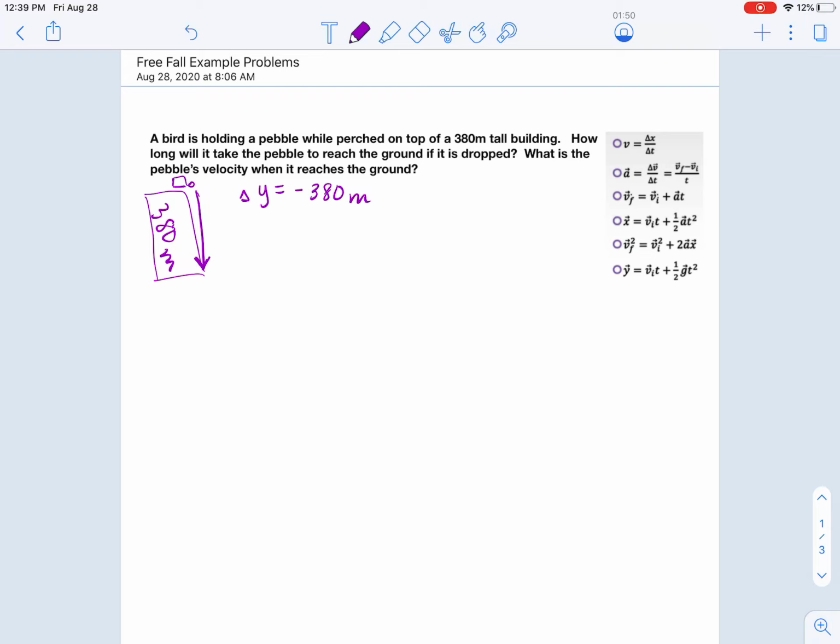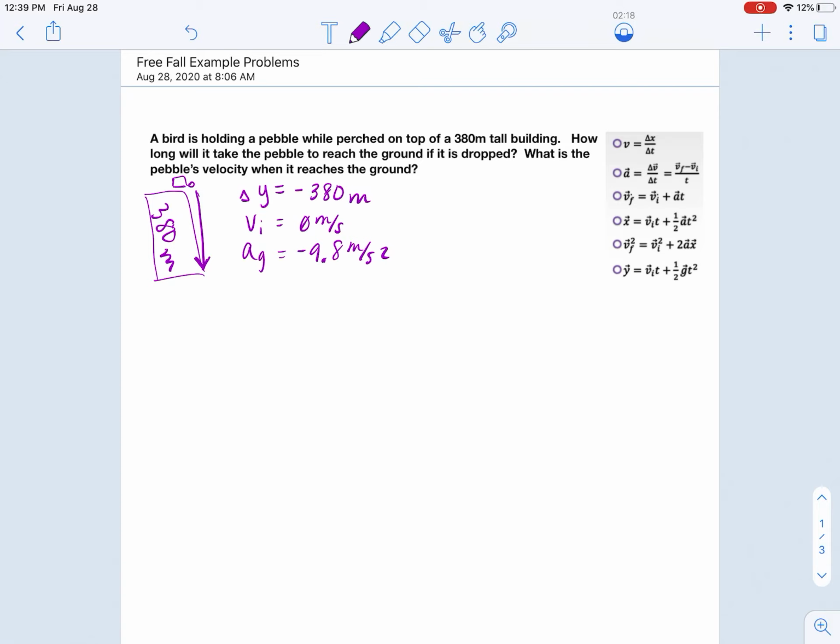The object is being dropped, so it is beginning at its highest point. So our initial velocity would be 0, and we know that it's falling because of the acceleration due to gravity. So this is the information that we should know just from the reading. Now it's actually asking us to solve for two things, so we're going to focus on the first question.